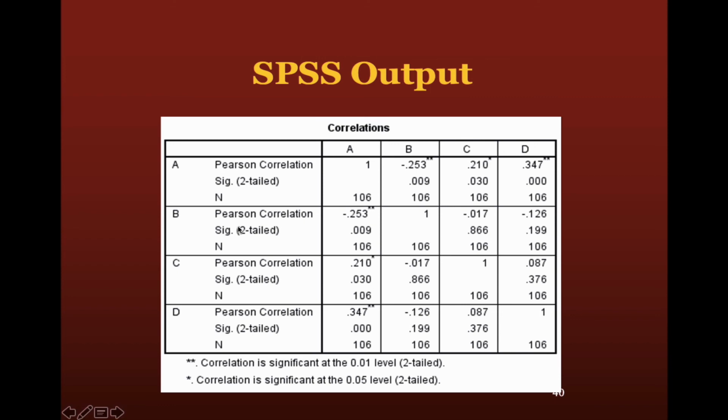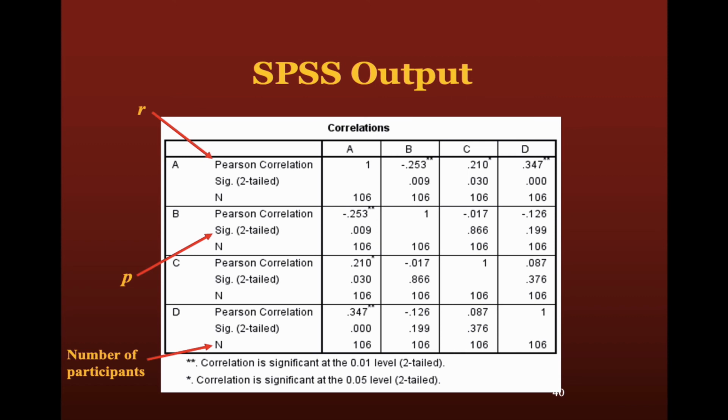Right? If you want to look at B and C, we go to row B, column C. It gives us a correlation of negative 0.017. And then B and D would be negative 0.126. And then if we want to look at C and D, we would go to row C, column D, and that gives us a correlation of 0.087.